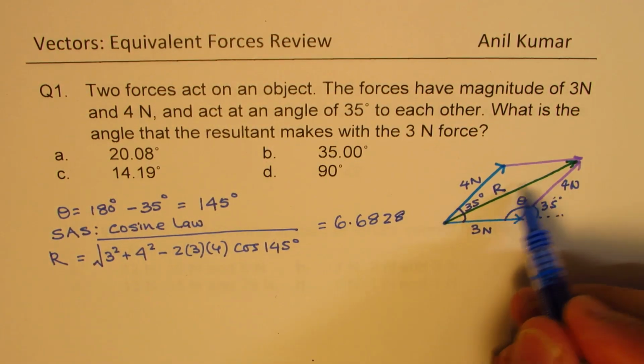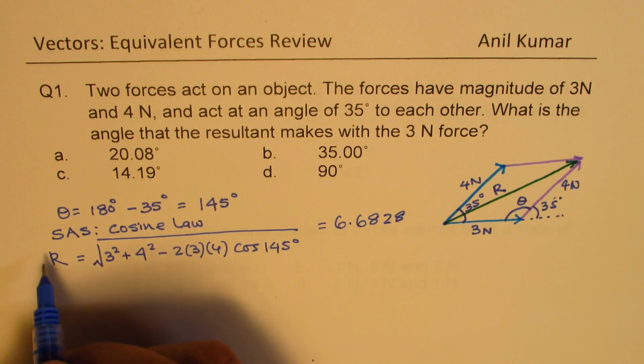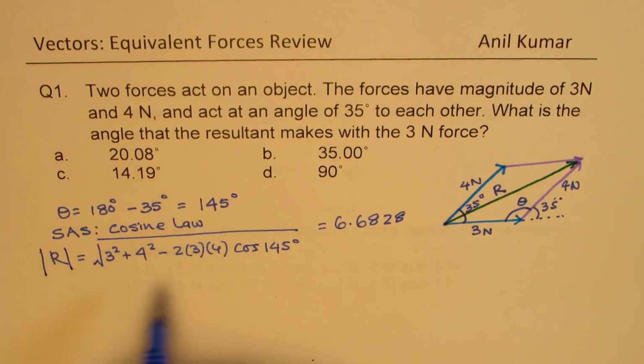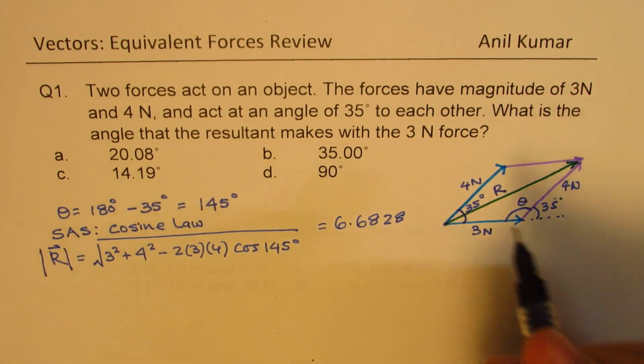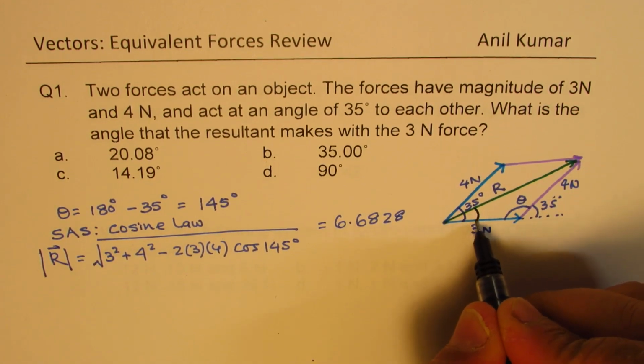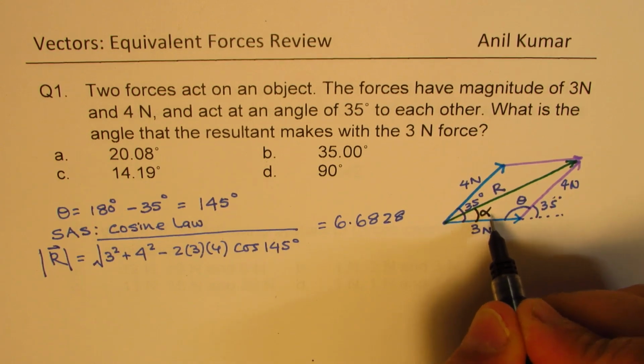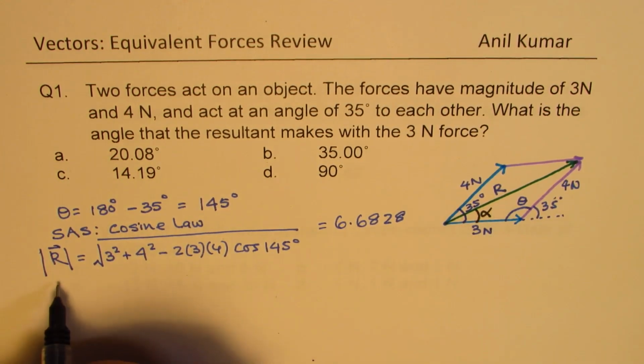Now we know the resultant magnitude, right? That is the magnitude of the resultant vector. We need to find the angle which the resultant makes with the 3 newtons. So we need to find this angle, alpha. So now we can apply the sine law, right?